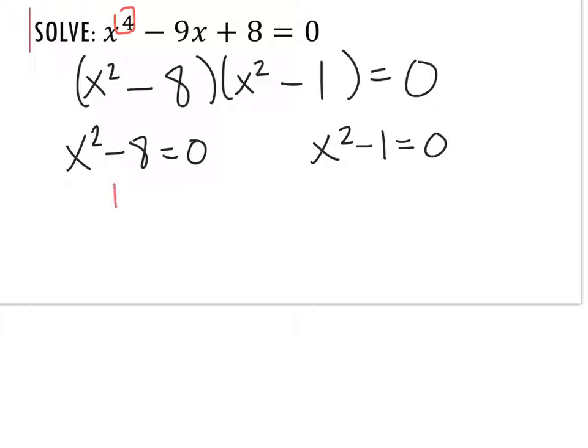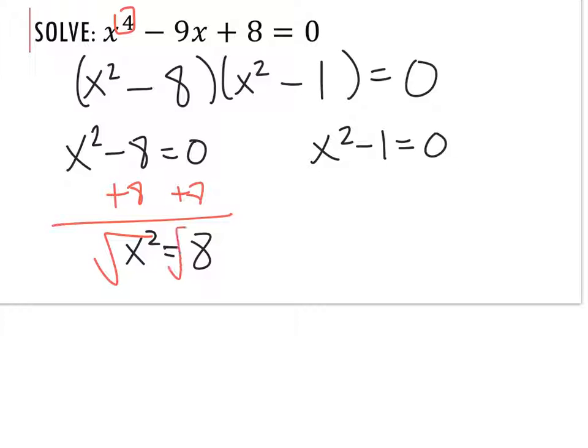I'll go over here first. We add 8 to both sides. x squared is equal to 8. When I square root both sides, you end up with x is equal to plus or minus, and I'm going to go ahead and simplify it, 2 square roots of 2.